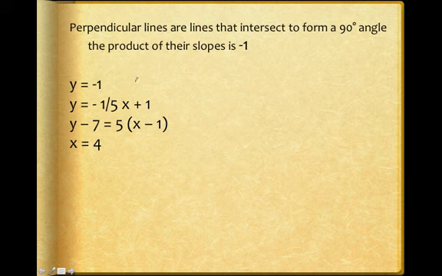I've got a horizontal line. Here I've got a slope of -1/5. Here I have a slope of 5, and here I've got a vertical line, x equals 4. Of course, I don't have a slope, that's undefined, but I know that this horizontal line is going to be perpendicular to a vertical line. And I've got these two slopes here. If -1/5 can be multiplied by 5 to get -1, and indeed it does, then these two lines are also perpendicular.